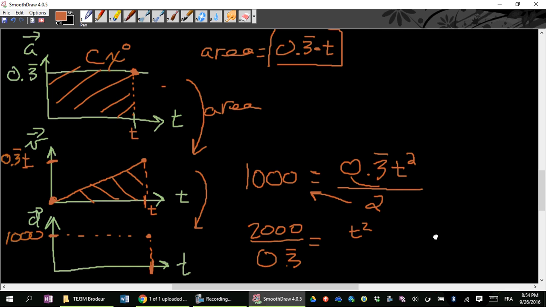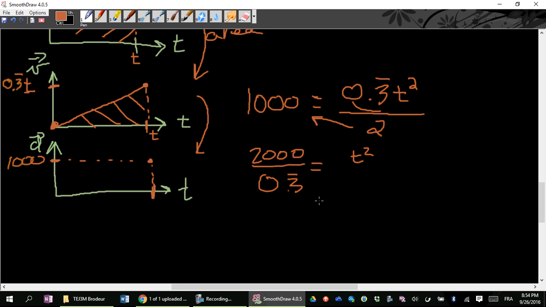Do I have more space? I do. Beautiful. So I'm just going to flip both sides here, if you don't mind, just to reorganize. So then I can rewrite this: t equals 2,000 over 0.3 periodic, but square root of the whole thing. That should be lower here, sorry. Okay, square root of the whole thing. That's beautiful. Let's do that. Just calculator.